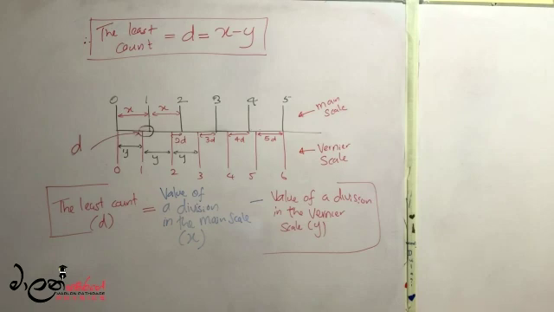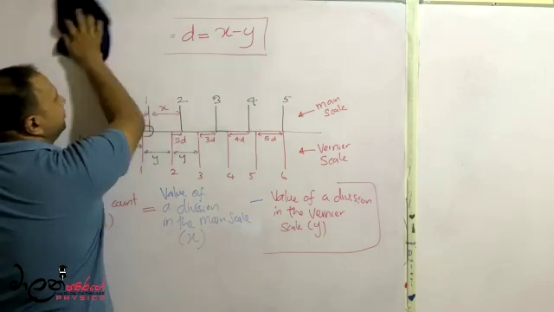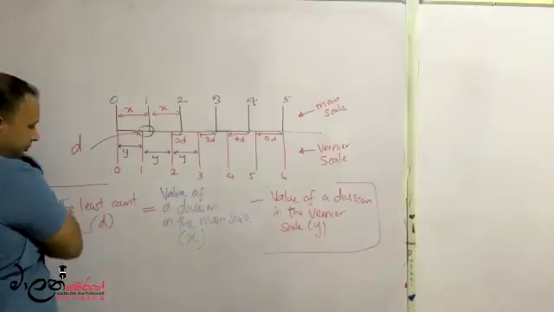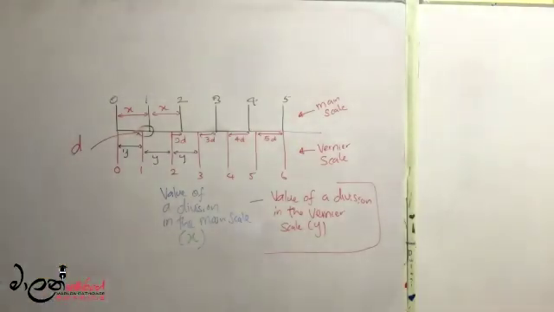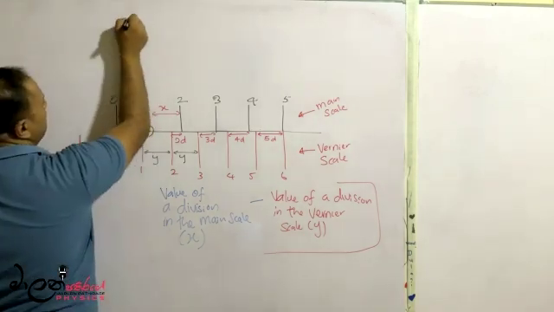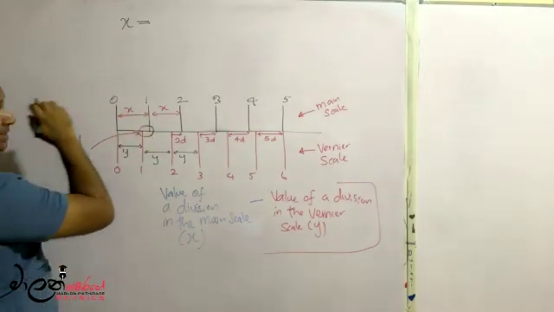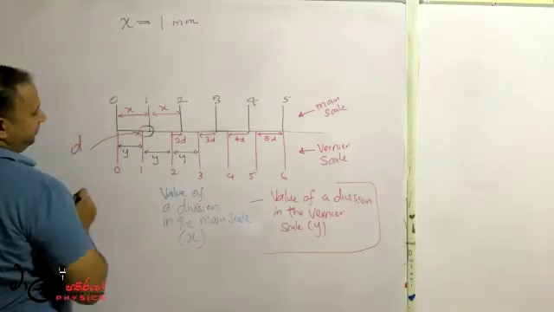Right. Now we can calculate this. Look at this one. You know the value of x. Suppose this is a millimeter scale. This is equal to 1 millimeter.